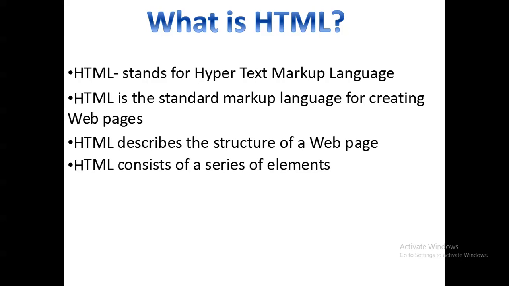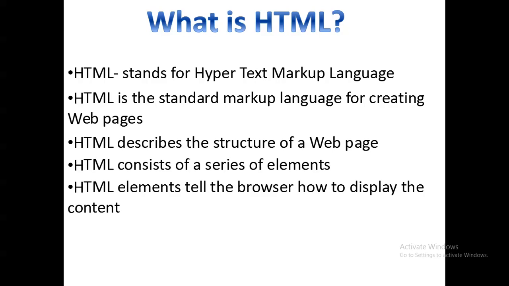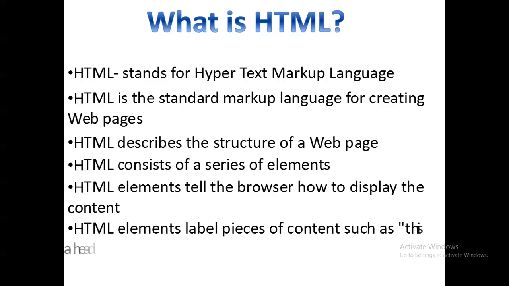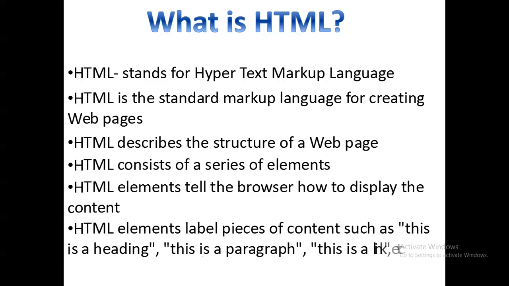HTML contains a series of elements. HTML elements can be of any form, like a heading, a paragraph, a link, a reference or anything. It might be any of the elements. And HTML elements tell the browser how to display the content. As you write the code, the browser will display the page accordingly.